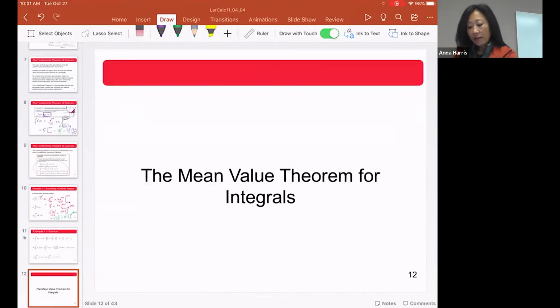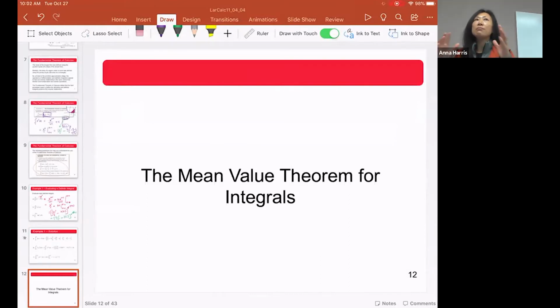All right, if you do not have any questions, I'm just going to finish 4.4, which we stopped part of. So let's finish 4.4. The part we're going to do is the mean value theorem for integrals.